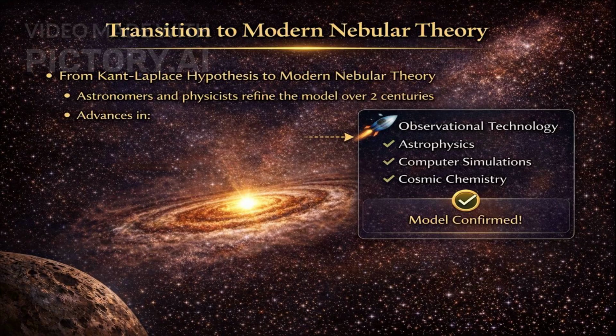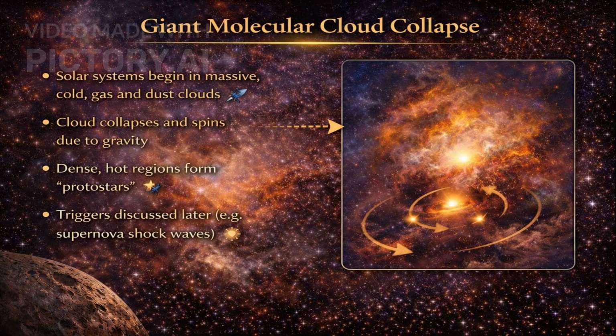Transitioning from Kant-Laplace to modern nebular theory, astronomers and physicists refined the model over 2 centuries. Advances in observational technology, astrophysics, computer simulations, and cosmic chemistry confirmed the model. Solar systems begin in massive, cold gas and dust clouds. These clouds collapse and spin due to gravity, forming dense, hot regions known as protostars. Later triggers, like supernova shockwaves, further influence formation.